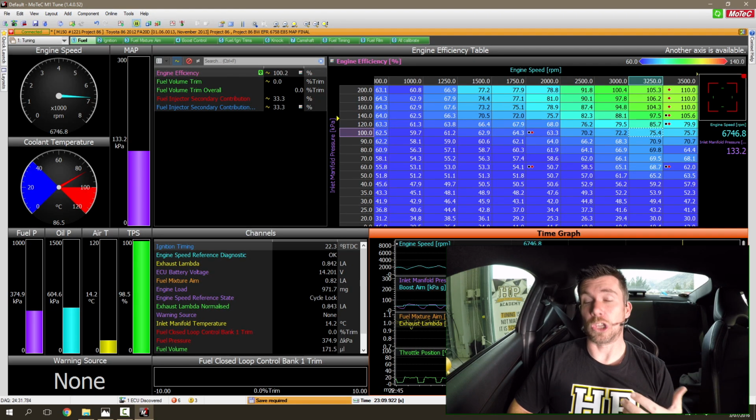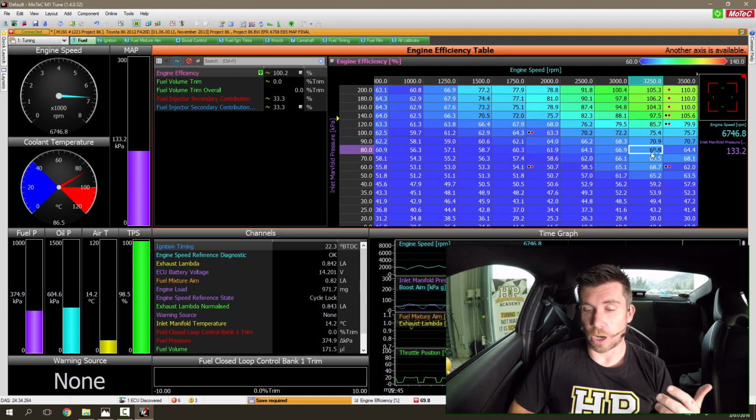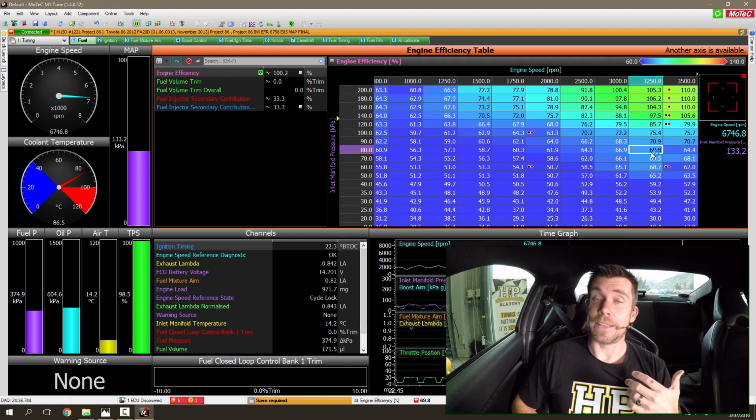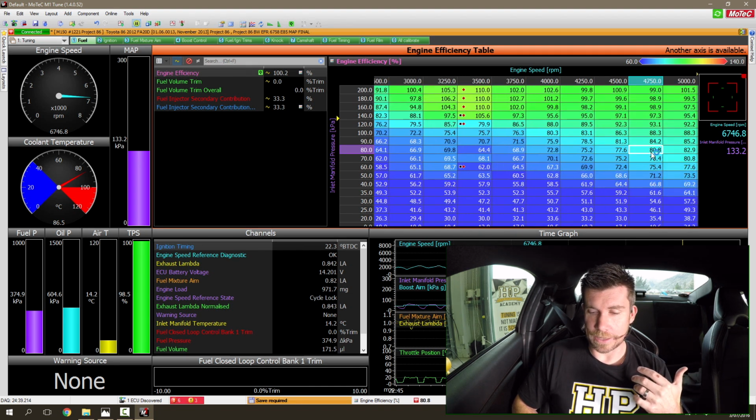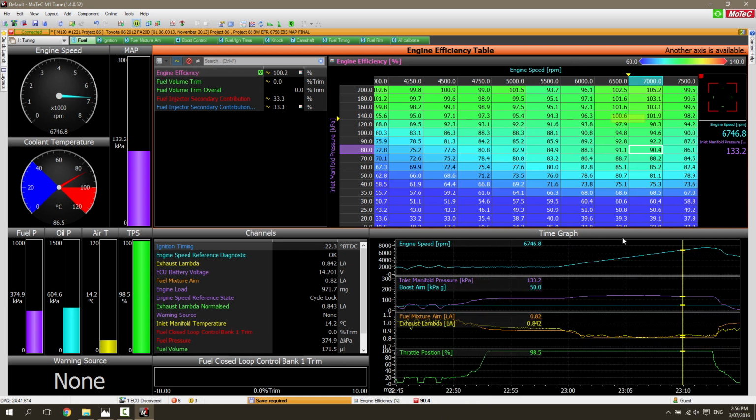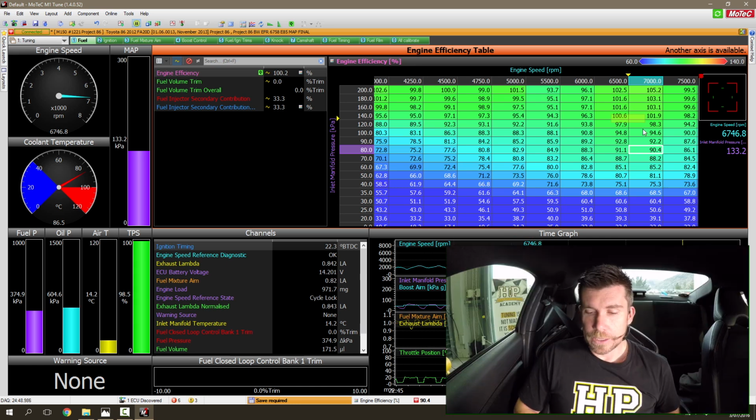One aspect to consider here though is it's important to understand exactly where the engine is operating. We need to have a look at exactly what boost pressure the engine was operating at a particular point in the table, and in this case you can see that at that particular point, 6,746 RPM, we're sitting at 133.2 kPa. So we actually have a ghost cursor here that shows us from our log or from our time graph exactly whereabouts in the fuel or volumetric efficiency table the engine was operating.